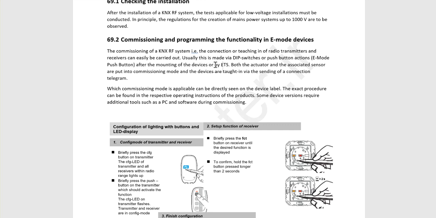Usually this is made via the dip switch or push button action in E-mode after the mounting of the device, or by the ETS. Both the actuator and associated sensor are put into commissioning mode and devices are taught in via the sending of a connection telegram.